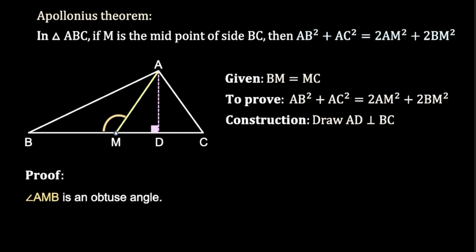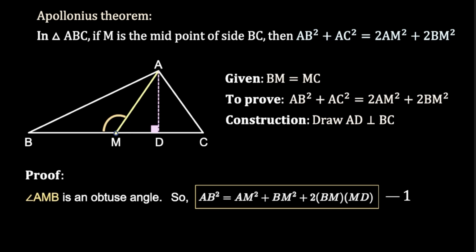So from the obtuse angle result we studied earlier, we can say that AB square equals AM square plus BM square plus twice of BM into MD. Now I'm sure you know where this is coming from. Let's reiterate. In an obtuse angle triangle, the square of the side opposite to the obtuse angle, that's AB square, will be equal to the sum of the squares of the other two sides, that's AM square plus BM square, plus twice the product of the side on which the altitude falls, that's BM in this case, and the small part formed on that base, that's MD.